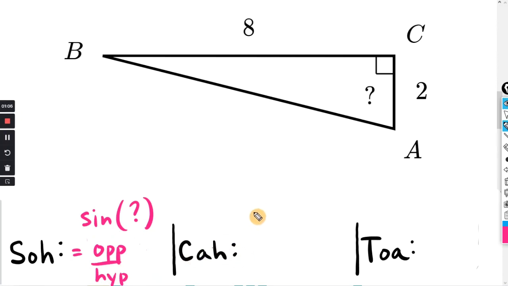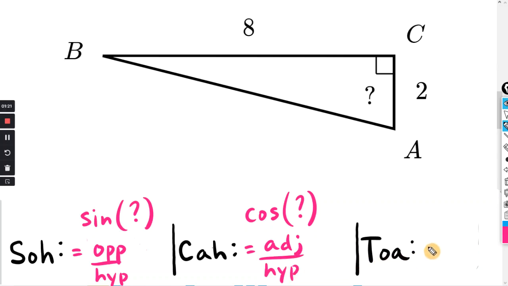Over here the C stands for cosine. The angle measurement is a question mark, and that equals adjacent over hypotenuse. So I'll abbreviate ADJ over HYP. And finally, the T stands for the tangent. The angle is a question mark, and the formula is opposite over adjacent. So I abbreviate OPP over ADJ. You're going to use one of these three formulas on all the problems.